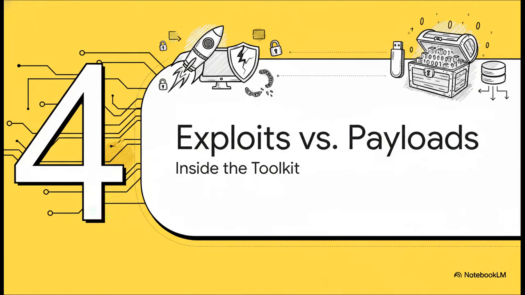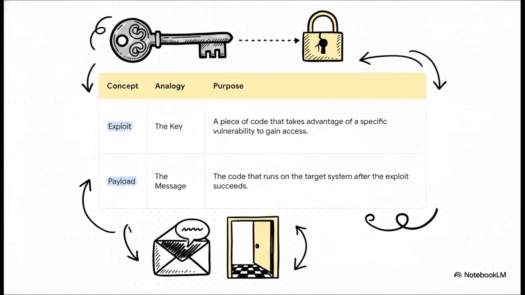Now, to really understand what comes next, we have got to get 2 key terms straight. You'll hear people throw around exploit and payload almost like they're the same thing, but they are totally different, and they're both absolutely essential parts of this toolkit. I love this analogy because it makes it so simple to understand. Just think of the exploit as the key. It's a very specific piece of code designed to fit one very specific lock, and that lock is a software bug or a vulnerability. Its only job is to get the door open.